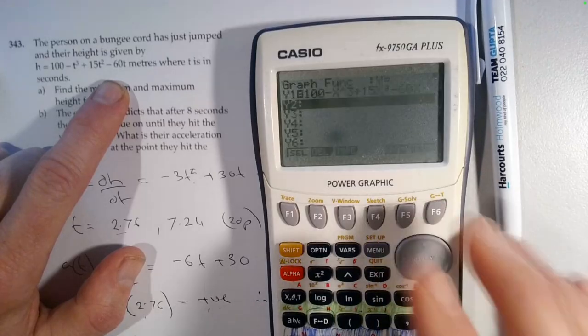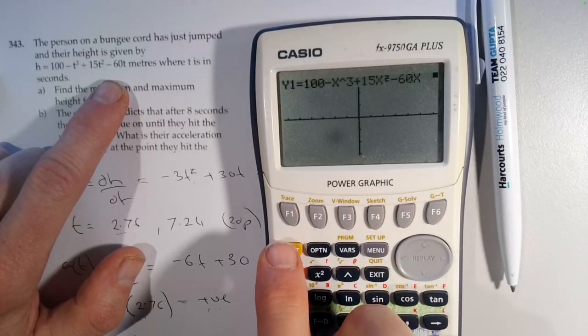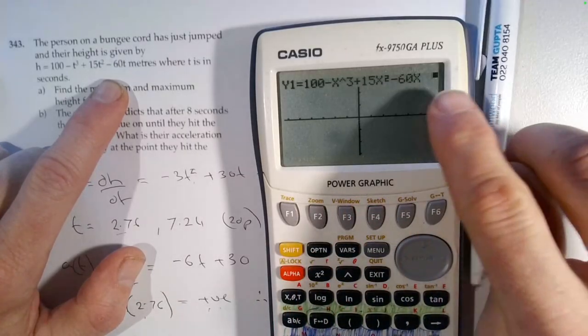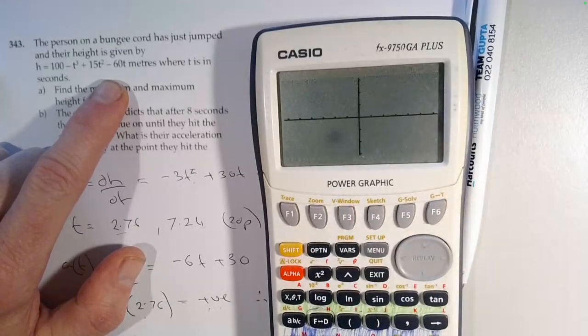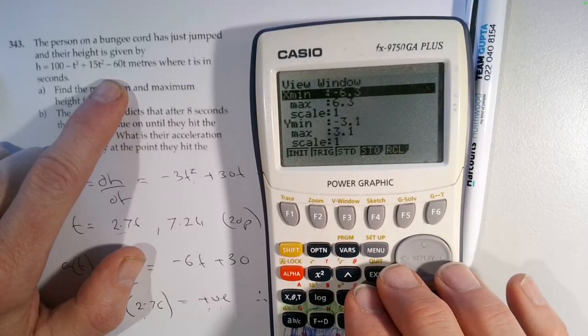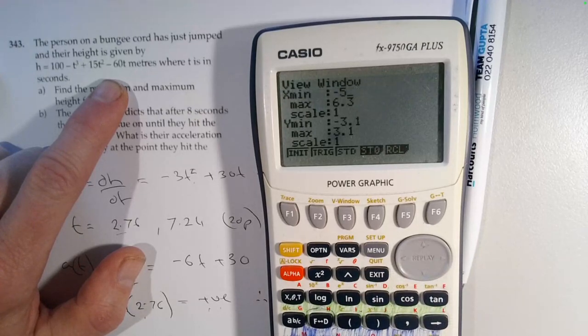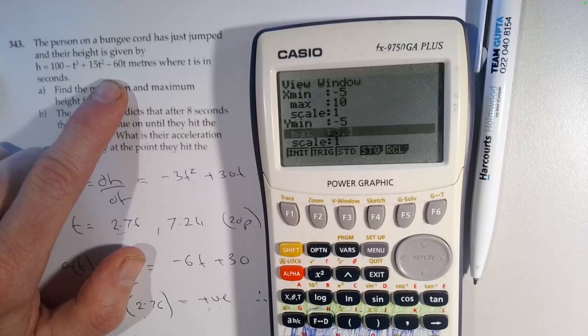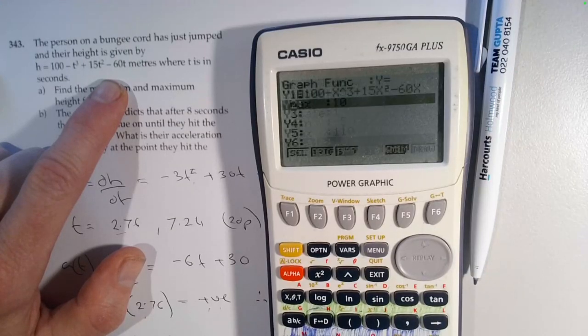And if we push graph, we're not going to see anything. That's the problem with this. So shift window setup. Oh, it's still thinking. There you go. You can sort of see in the top hand corner there. Just being a bit impatient. Okay, I'm going to have to say, let's go neg 5, maximum, I think 10 seconds. The scale is fine. The minimum, neg 5, and let's go 110. Scale 10, and draw.